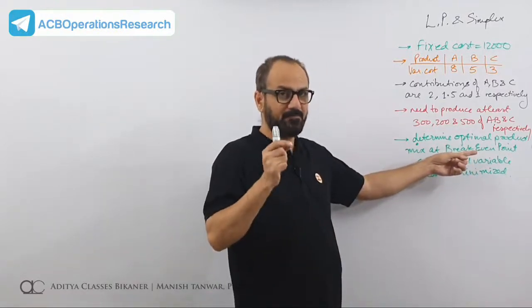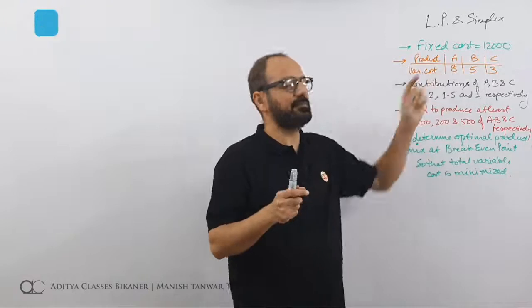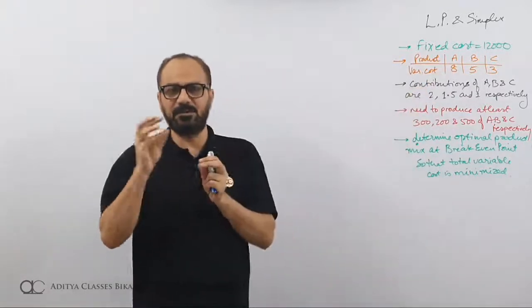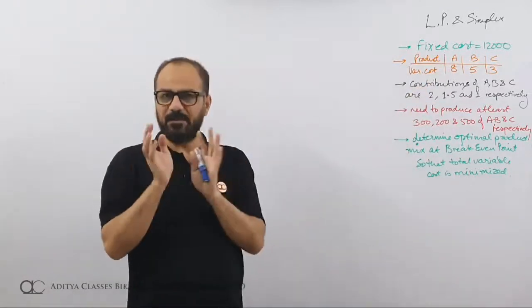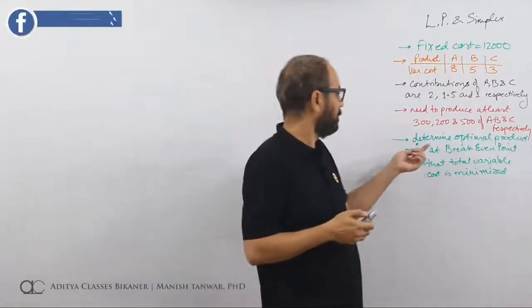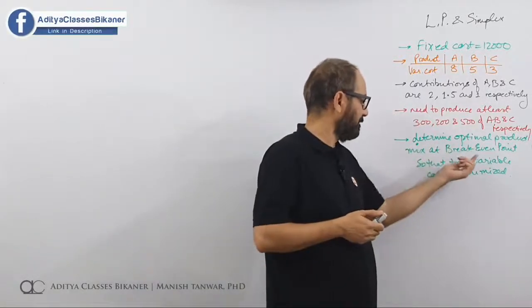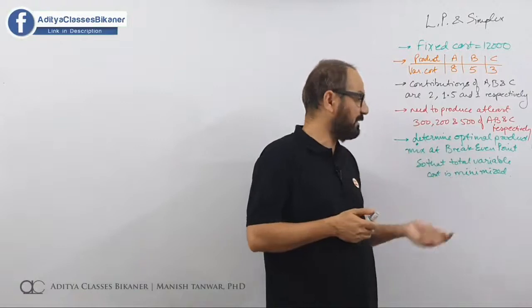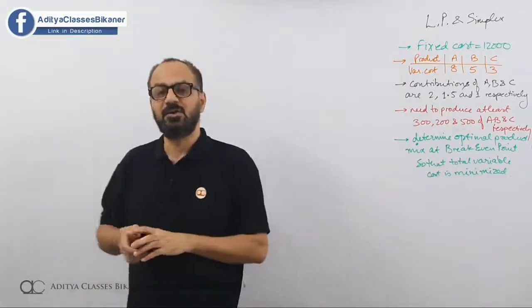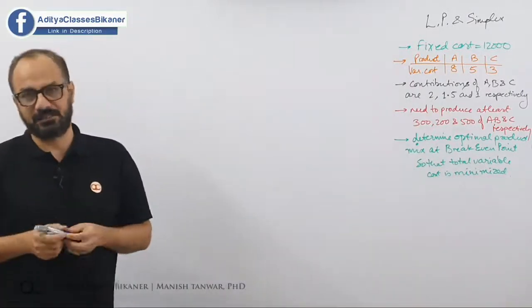Determine optimal product mix. So I will be taking up some combinations of A, B and C. How much of A, how much of B, how much of C. This will be my product mix. Determine optimal product mix at break-even point so that total variable cost is minimized. Total variable cost is minimized.